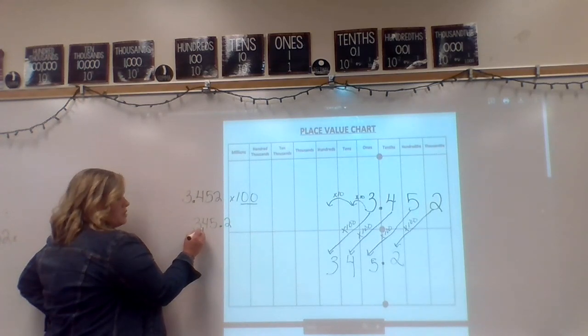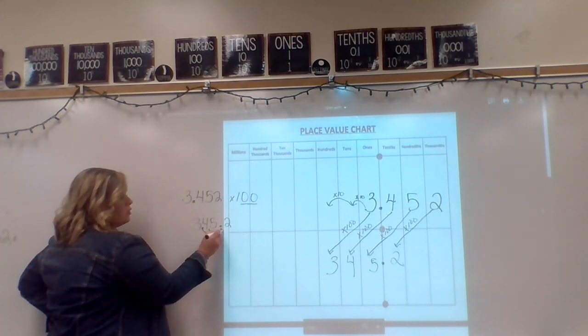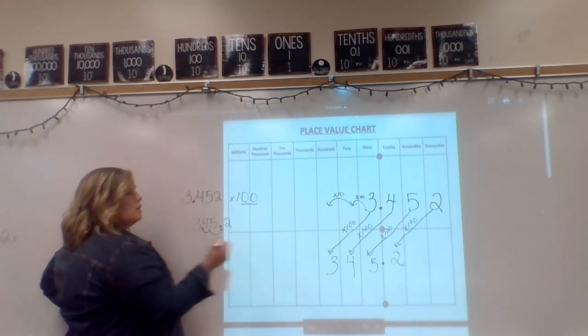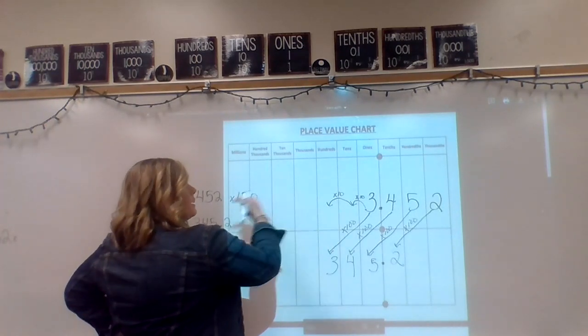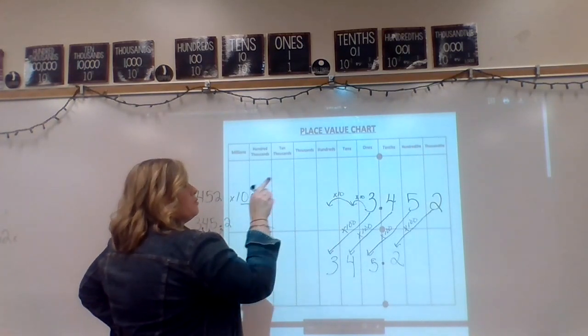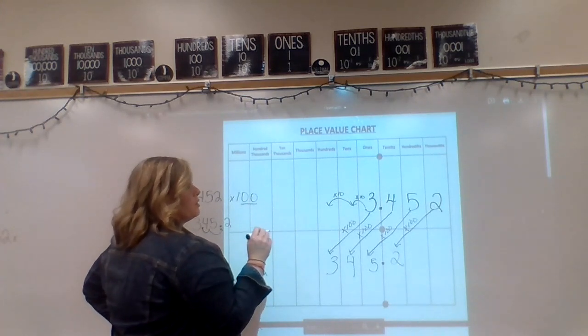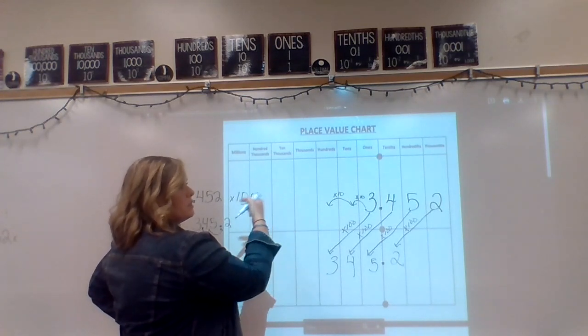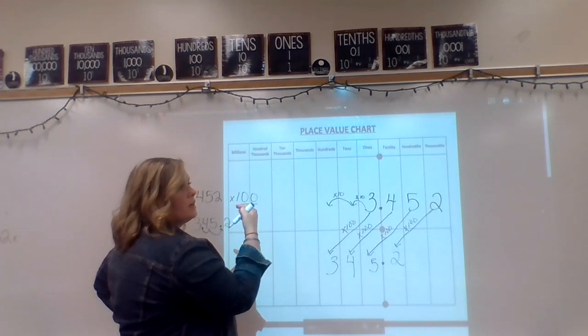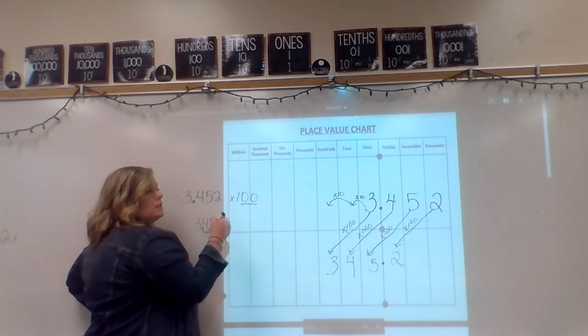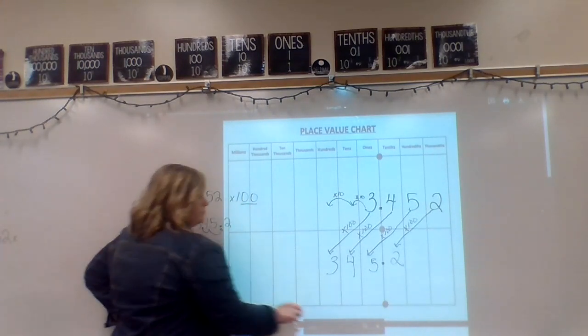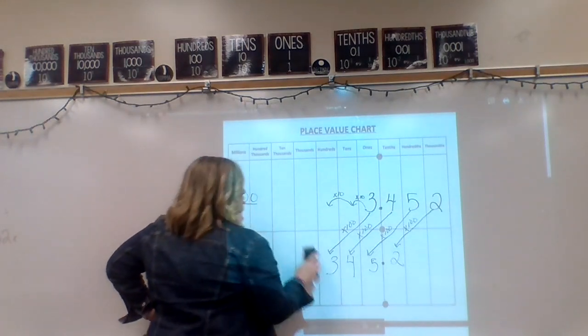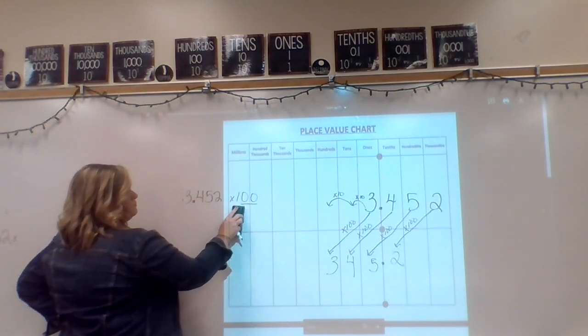My decimal point started out in between the 3 and the 4, and it moved 1, 2 places to the right. Your digits move to the left. Your decimal point moves to the right. When you're multiplying, digits move to the left. They're getting greater in value. The decimal point will move to the right. Let's try one more example.